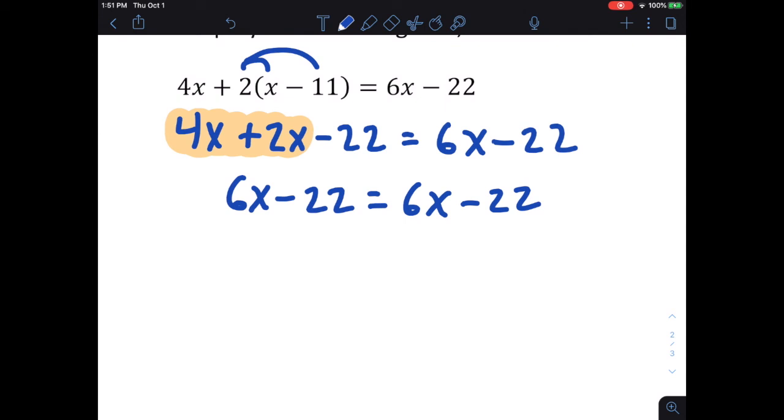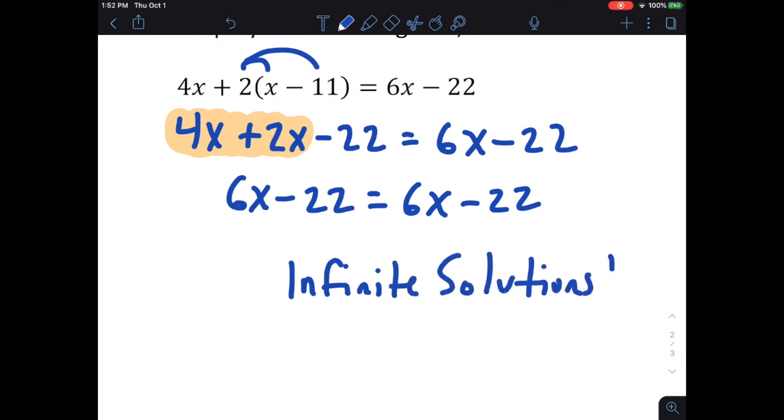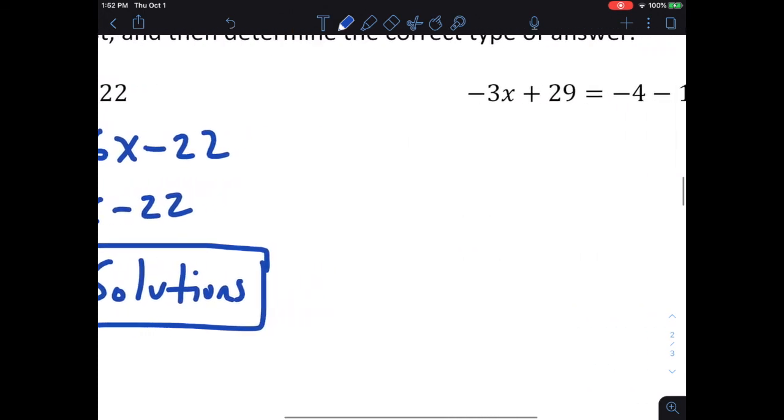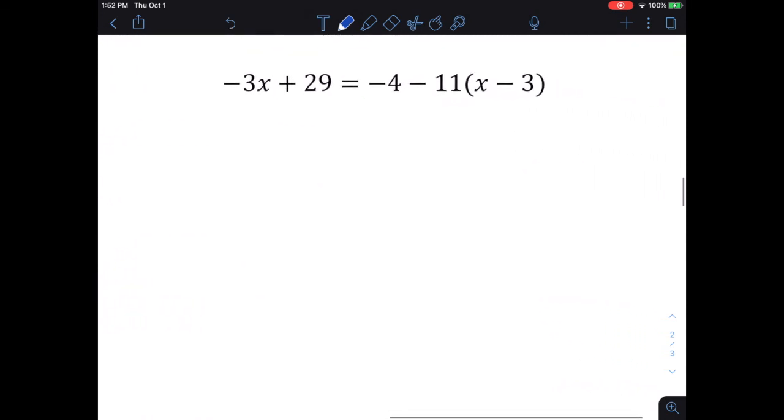And anytime the 2 things on the left and the right are identical, we know that we are going to have infinite solutions. So we don't even have to do any more solving. If they look exactly the same, we can say, hey, this is infinite solutions, which means any number that I plug in for x is going to make this equation true. Okay, let's look at one more.